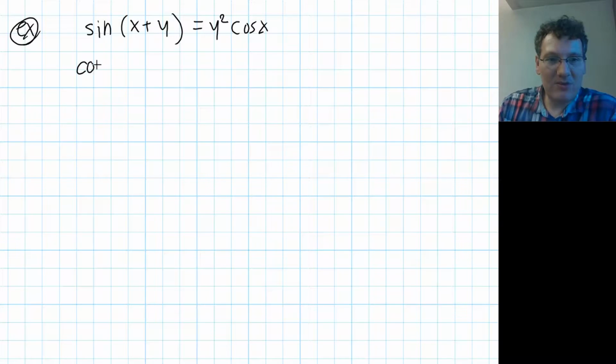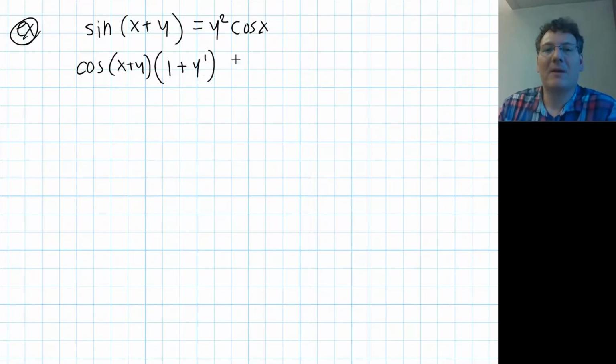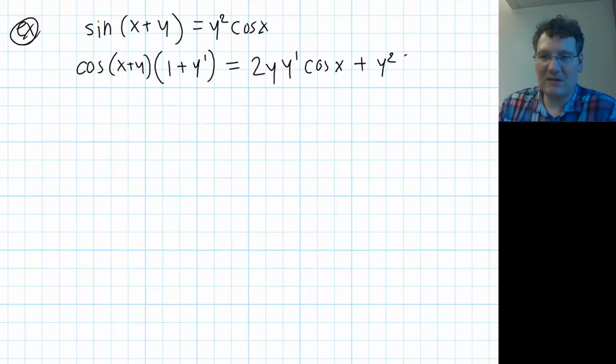So chain rule says we're going to have the cosine of x plus y. Then we take the derivative of x plus y, which is going to be 1 plus, because the derivative of x is 1. The derivative of y is just going to be y prime. Now that's equal to, I have to use the product rule here. The derivative of y squared is going to be 2y times y prime times the cosine of x plus y squared times the cosine of x. That's going to be a negative sine of x.